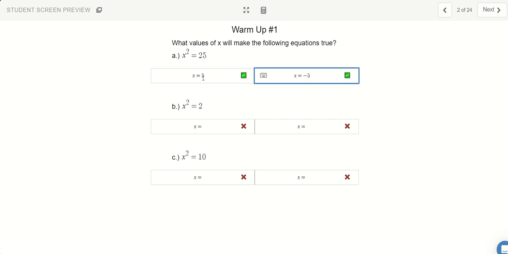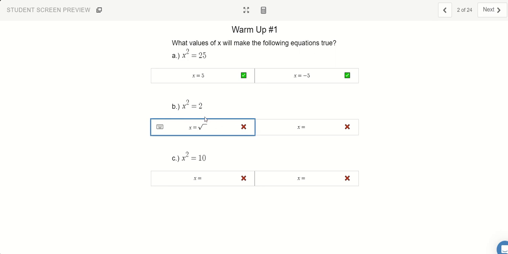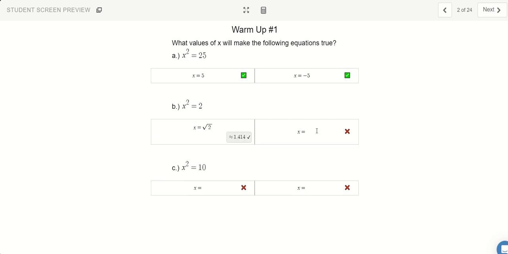So again, any number times itself will be positive, and a negative number times a negative number will also be positive. Here, notice that 2 isn't a perfect square. So if I want to figure out what number times itself is 2, it's probably going to be a decimal or something. So to keep our examples exact, I can type in the letters SQRT, and when I type in T, I make a square root. So one answer is square root 2. The other one is negative square root 2.